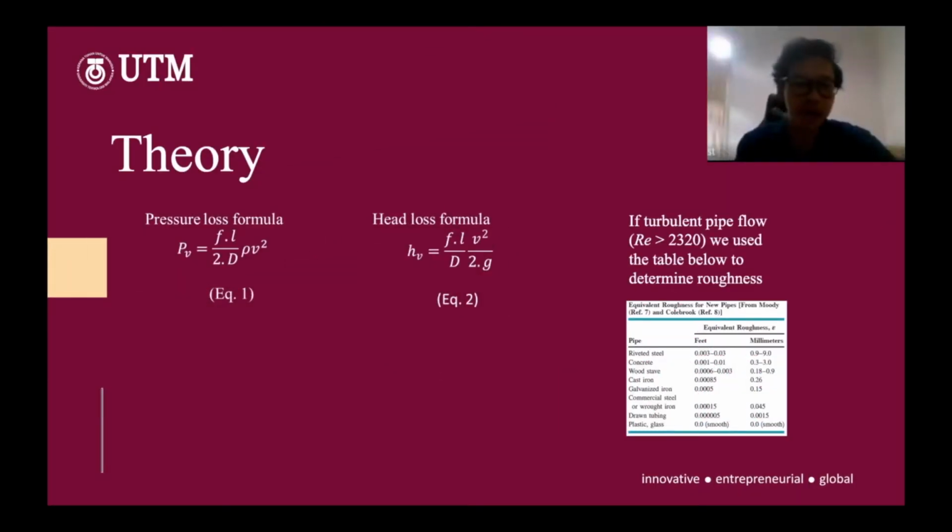Okay, these are the theory. Basically, in this experiment, we're using a lot of theory. The first one is the pressure loss formula, and then we also have the head loss formula, and the last one here is a table for looking up roughness based on the pipe, if the Re is higher than 2320. Next, please.